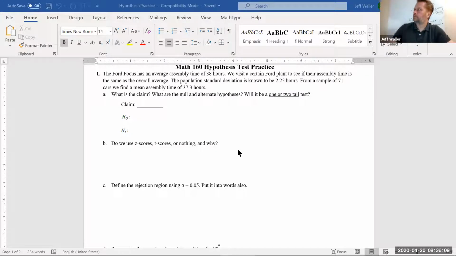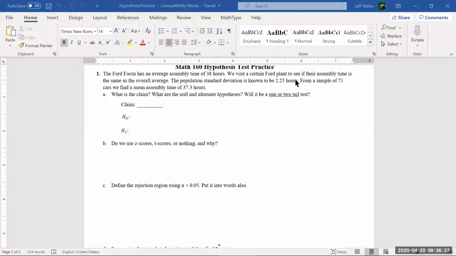Has anyone discovered where the claim is? Which sentence has the claim? First, second, third, fourth? Which sentence contains the claim? It's the one that says they visit the Ford plant to see if their assembly time is the same. Yes, thank you.